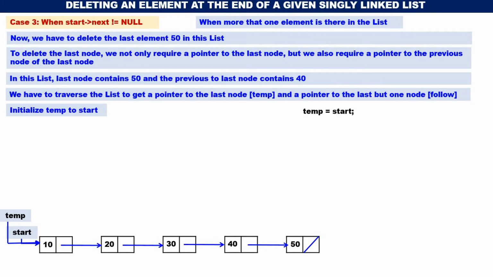Therefore, when temp of next is not equal to null, it means it is not the last node. When temp of next is equal to null, it means it is the last node. So, since right now, carefully understand.